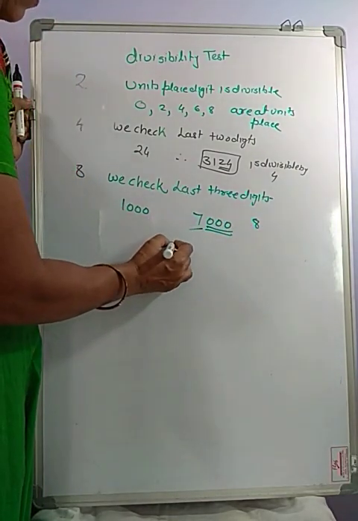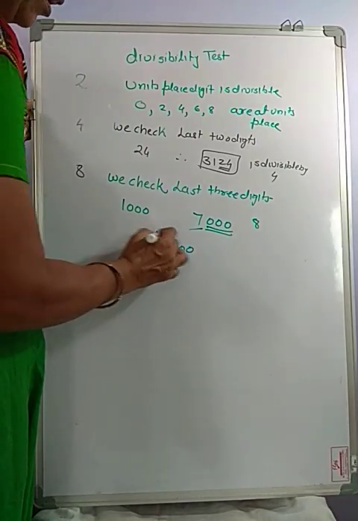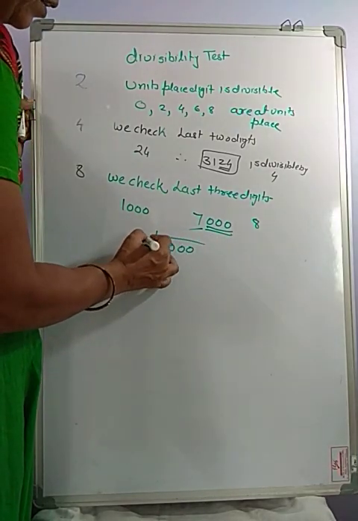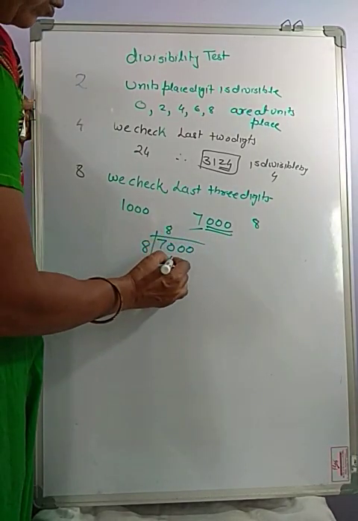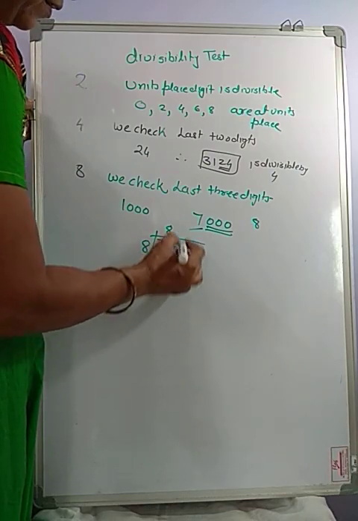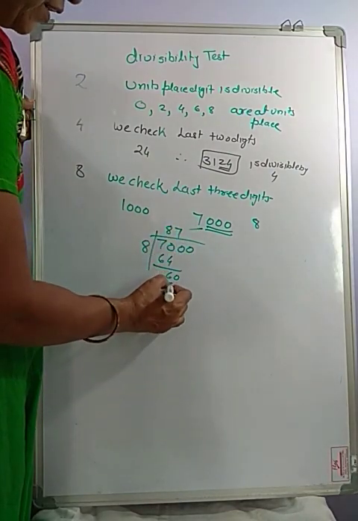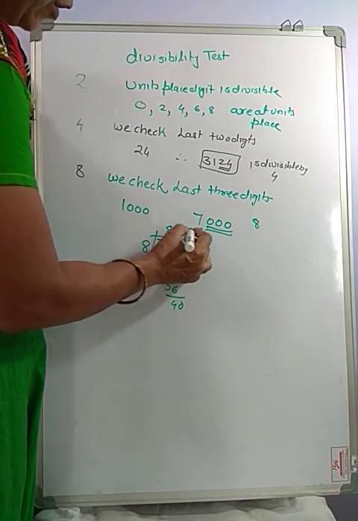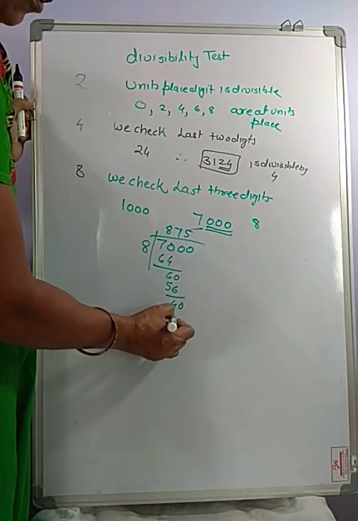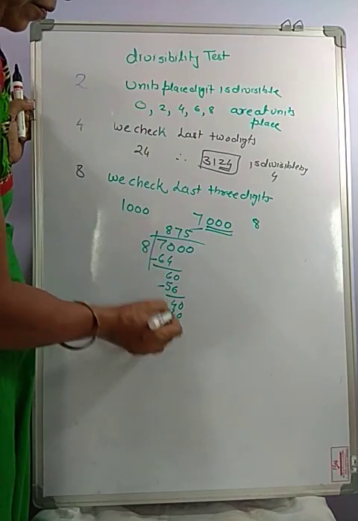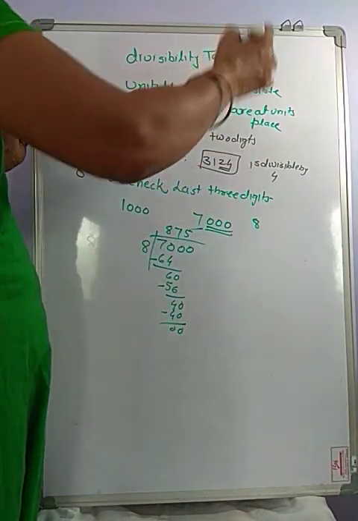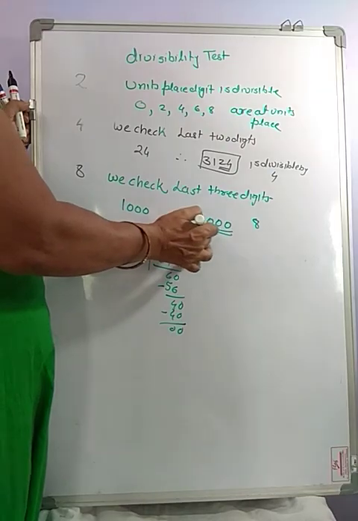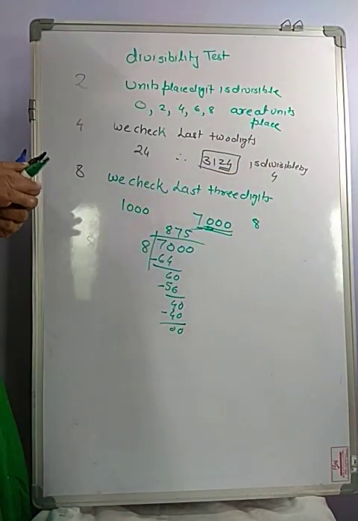Let's check 7000 divided by 8. 8 8s are 64, subtract, 60; 8 7s are 56; 40 and 8 5s are 40. So 7000 is completely divisible by 8. We have checked.